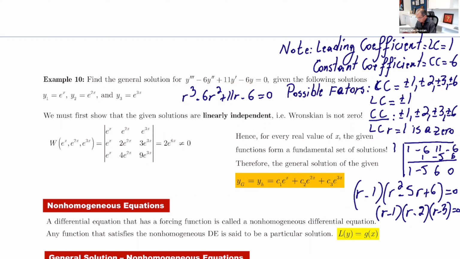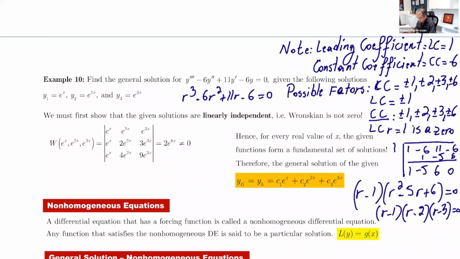Here I put a note for you just to refresh your memories of pre-calculus, how to solve a third degree or fourth degree equation. When you cannot factor, you can use synthetic division. Here the leading coefficient is 1 and the constant coefficient is -6.